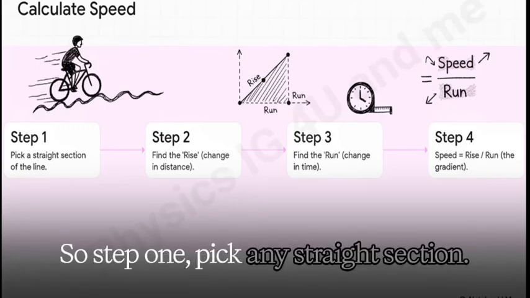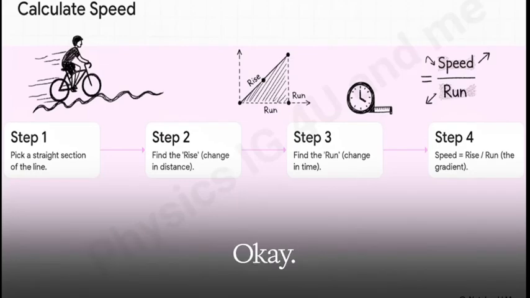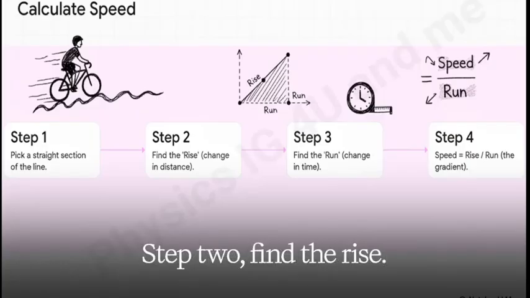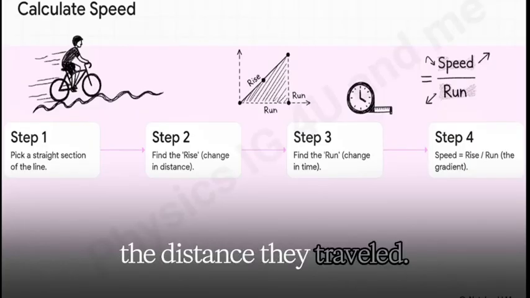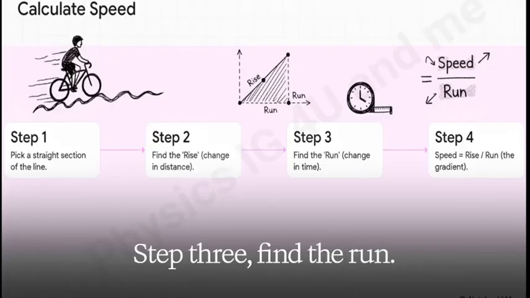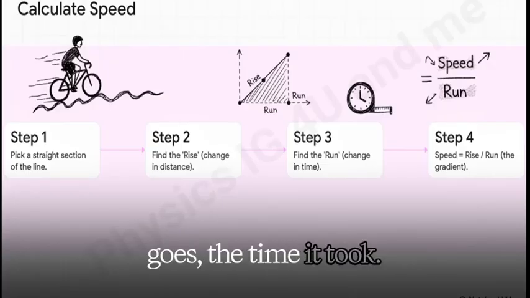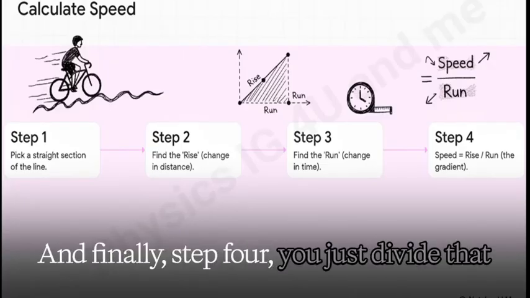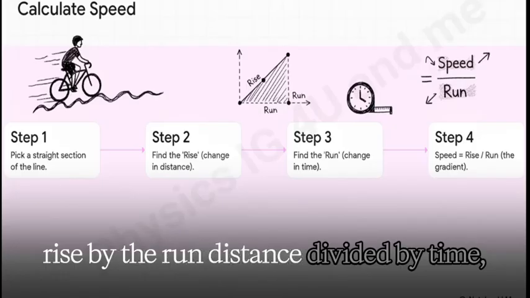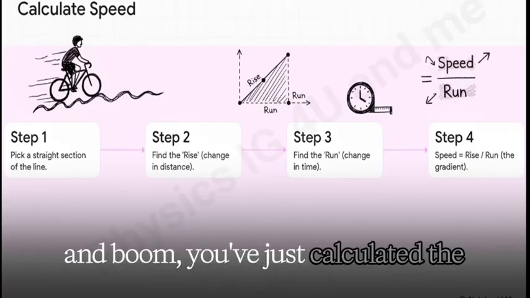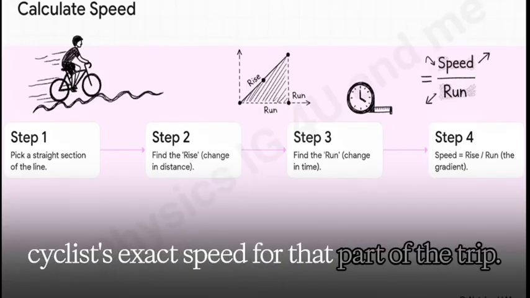So, step 1, pick any straight section. Got one? Okay. Step 2, find the rise. That's how far up the line goes, the distance they traveled. Step 3, find the run. That's how far across it goes, the time it took. And finally, step 4, you just divide that rise by the run. Distance divided by time, and boom, you've just calculated the cyclist's exact speed for that part of the trip.